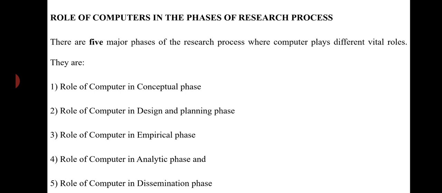The next one is the role of computers in the dissemination space of research. In the dissemination space, after the interpretation, the computer helps in converting the results into a research article or a report. Dissemination is nothing but communicating the discoveries and results of the research to the public.